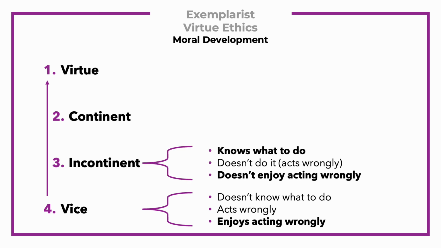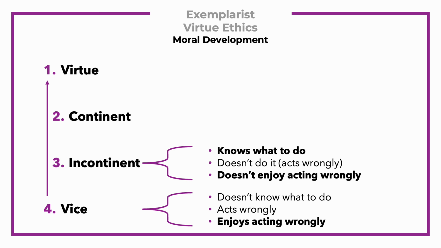But it's more likely that we aren't there. We're most likely in the incontinent or the continent stages. So the incontinent person, I've bolded the ones that sort of distinguish them maybe from the ones below. The incontinent person, different than the vicious person, knows what to do. They know what the right thing is, but they can't do it. They sort of can't get themselves to act rightly. But they don't enjoy it. So the thought here is, they might know that they should call their parents more often, but they can't get themselves to do it. But they feel guilty about it, at least.